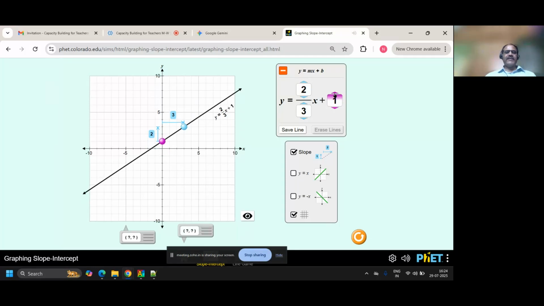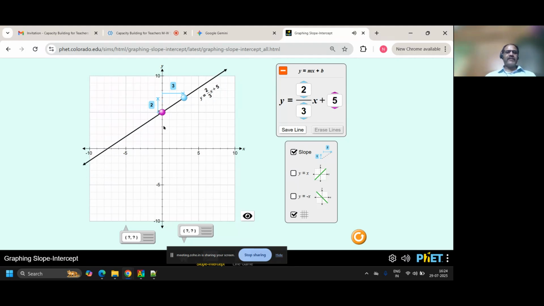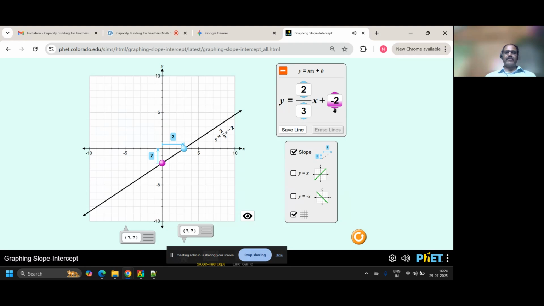I increase the intercept to 3. That means it is intercepting the y-axis at position 3. I increase it to 5. It is intercepting this y-axis at 5. If I decrease it to -2, it passes through this position, where the y-axis is negative. So this is nothing but where it intercepts the y-axis.